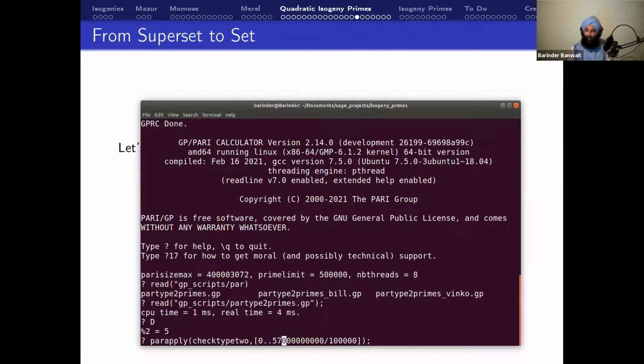This would take about an hour of wall time, which clearly we don't have time for. So this would be 1 billion. This would be 100 million. Let's do it for 10 million.